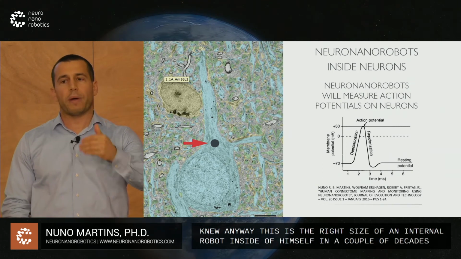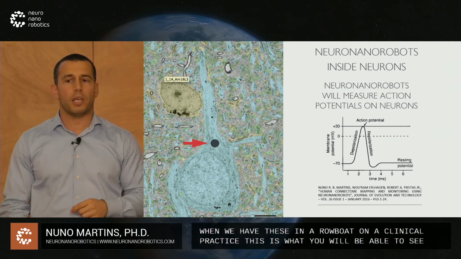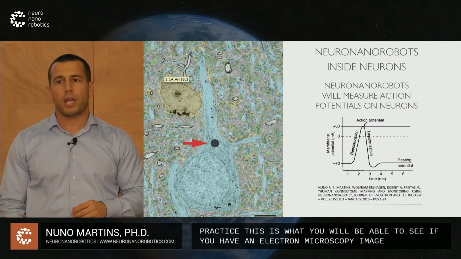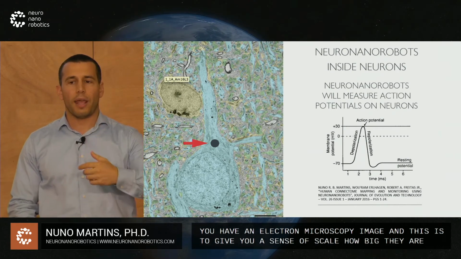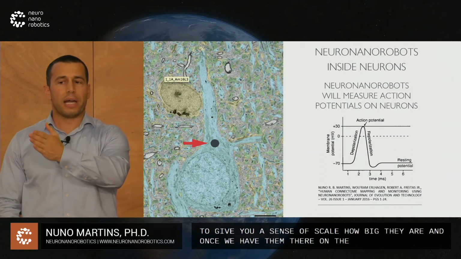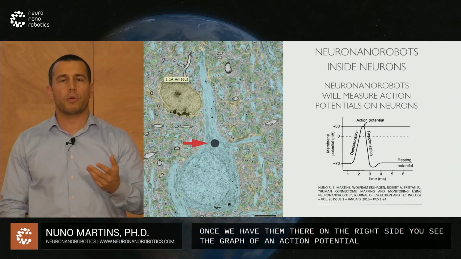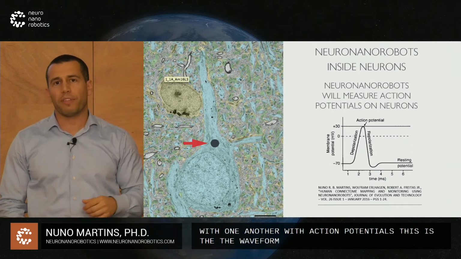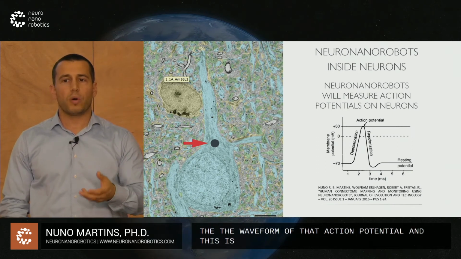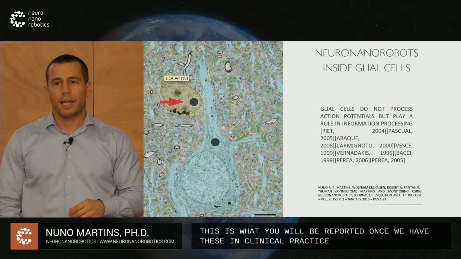In a couple of decades, when we have these nanorobots in clinical practice, this is what you will be able to see in an electron microscopy image. And this is to give you a sense of scale, how big they are. And once we have them there, on the right side, you see the graph of an action potential. That's how neurons communicate with one another, with action potentials. This is the waveform of that action potential. And this is what will be reported once we have these in clinical practice.